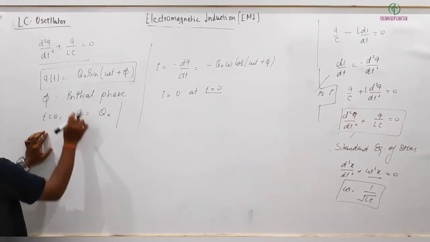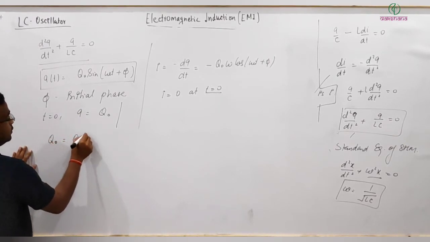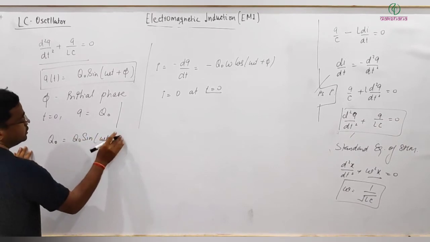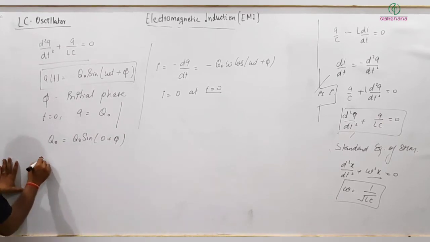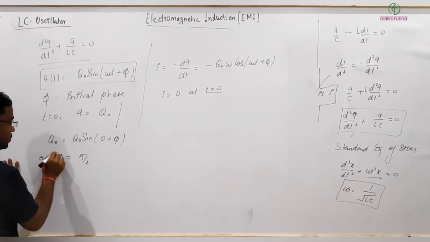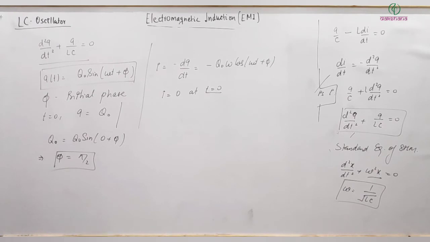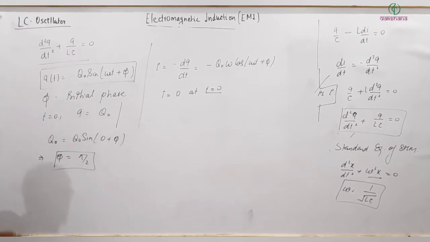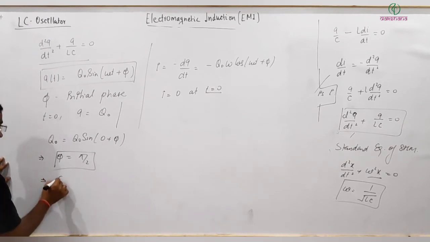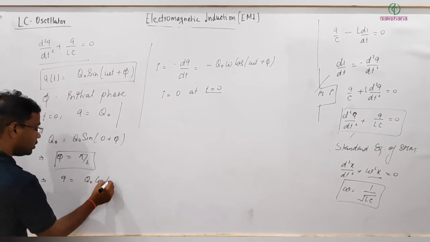So first, let me substitute it here. I'm getting q0 equal to q0 into sine of omega t, with t equal to 0, so 0 plus phi. This implies phi is equal to pi by 2, because initially the charge on the capacitor is maximum. This implies q as a function of time is equal to q0 into cos of omega t.